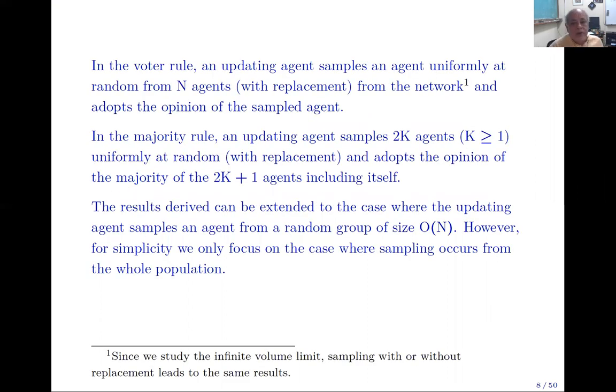In the voter rule, an updating agent samples an agent uniformly at random from n agents from the network and adopts the opinion of the sample agent. Now, I'm saying with replacement here, but we are really looking at what in physics is called the infinite volume limit. In other words, as n goes to infinity, with or without replacement are really the same. And in the majority rule, an updating agent samples 2K agents uniformly at random with replacement and adopts the opinion of the majority of 2K plus 1 agents, which includes itself.